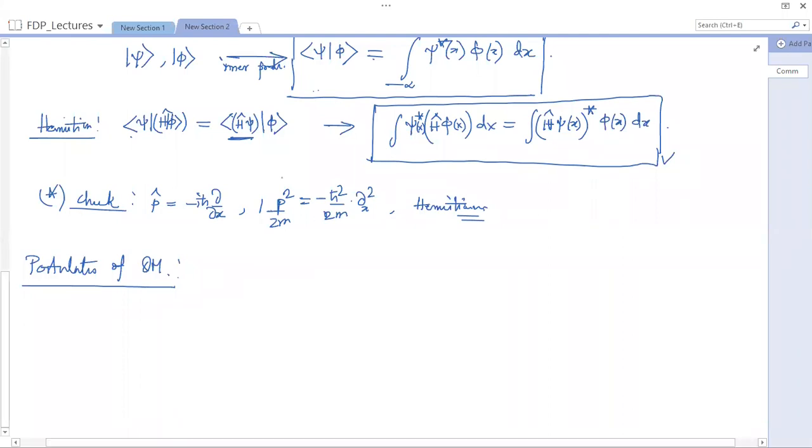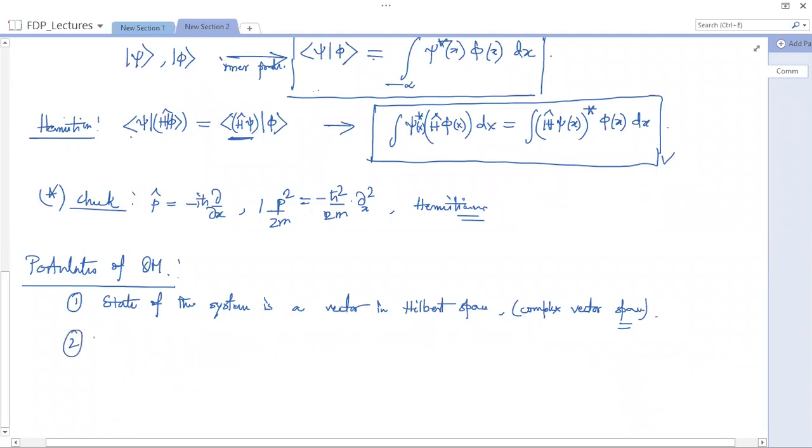So the first postulate is that the state of the system is a vector in Hilbert space, which is a complex vector space. And think of, because you have the complex number.